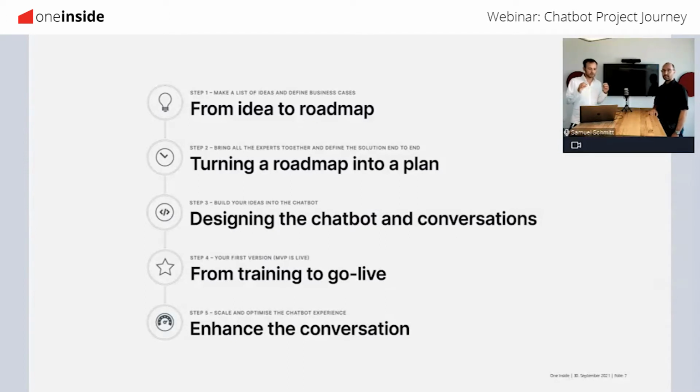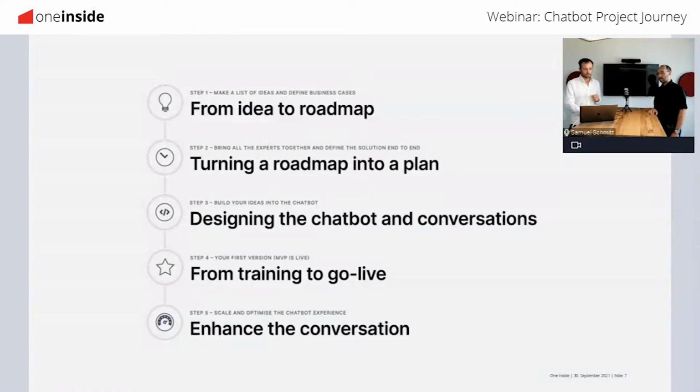Step two will be turning this roadmap into a proper plan, basically defining and designing the solution. Step three will be to design the chatbot and the conversation, really building the solution. Then step four, before going live, we have to train the bot, and we will speak about training data. And finally, when it's live, step five, which is quite important as well, maybe the most important one in fact, is to continue to optimize your solution and enhance the conversation. So these are the five steps in our approach, and we will now explain each of the steps.